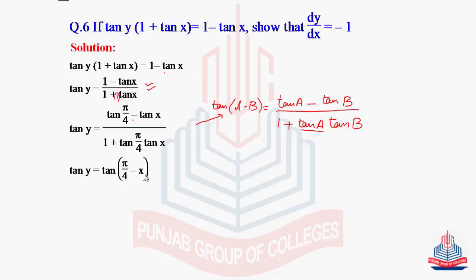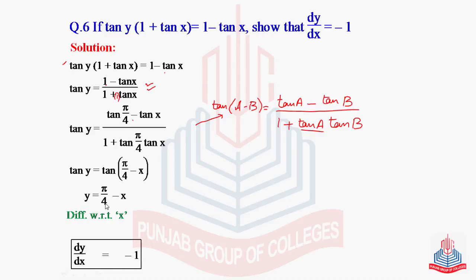Just to merge this formula, comparing the left-hand and right-hand sides, we have y = π/4 − x. Now this is a simplified form of the given expression. Now differentiate with respect to x, dy/dx. This π/4 is a constant term, so its derivative will be 0, and the derivative of −x will be −1. So this is our required result, which we have to show: dy/dx is equal to −1.